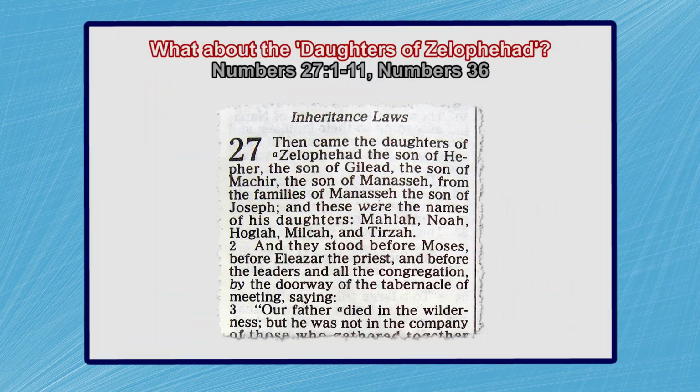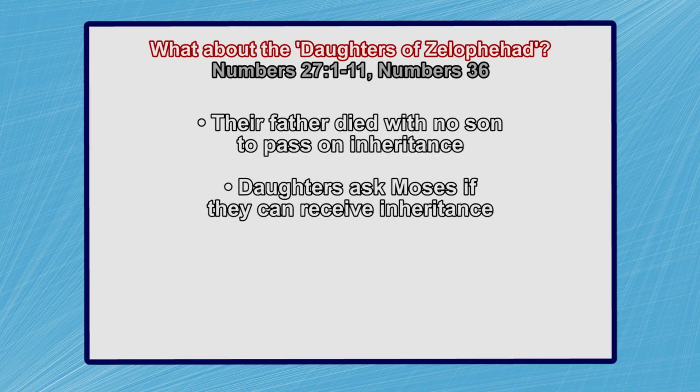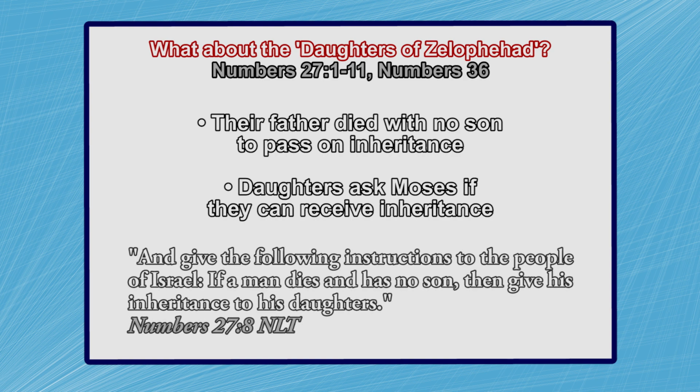In the book of Numbers, the daughters of Zelophehad come to Moses and plead their case. Their father died and he had no son to pass on his inheritance. His daughters ask if they can receive the inheritance themselves. Moses asks God, and God says yes, saying, "Give the following instructions to the people of Israel. If a man dies and has no son, then give his inheritance to his daughters."